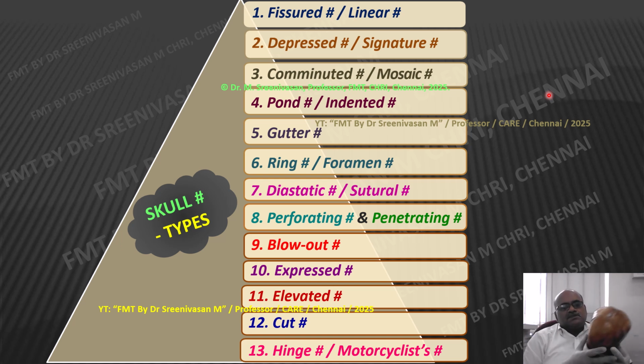Perforating fracture means there is a through and through fracture, right? For example, a bullet strikes here, makes an entry and makes an exit on the opposite side. So, one entry and one exit, clean punch-out holes are made on either side, both the entry and exit. That is called perforating skull fracture.